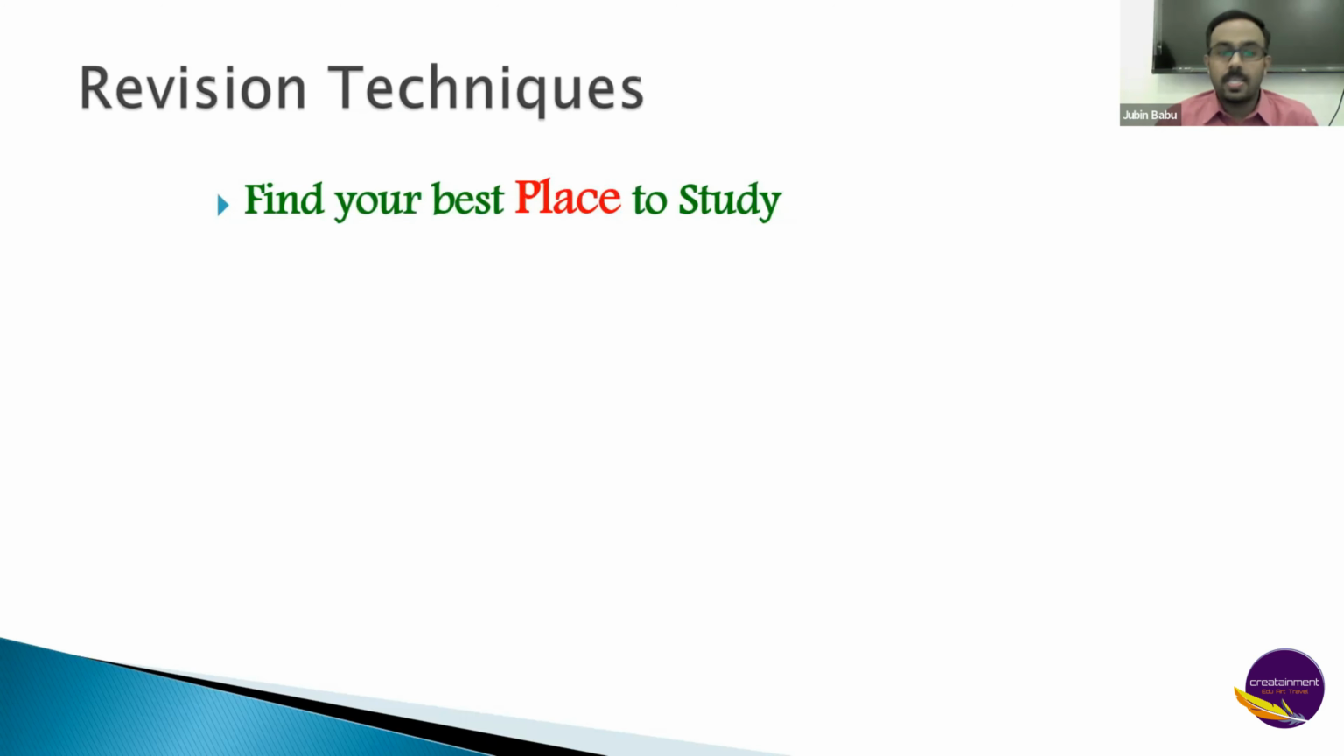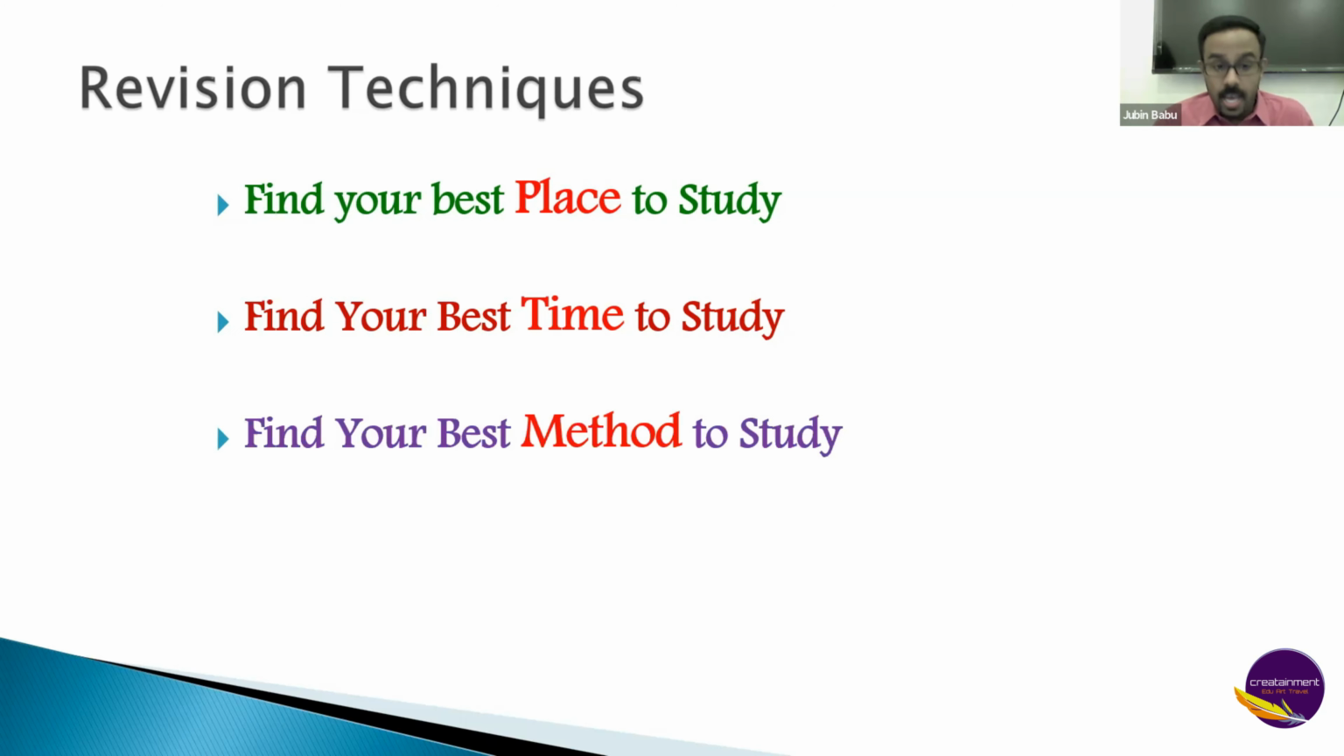First thing, find your best place to study. Second thing, find your best time to study. And the third thing, find your best method to study. So, in short, if you are not getting the score according to your hard work, there may be something wrong in these concepts. Sometimes the place you study may not be suitable for you.